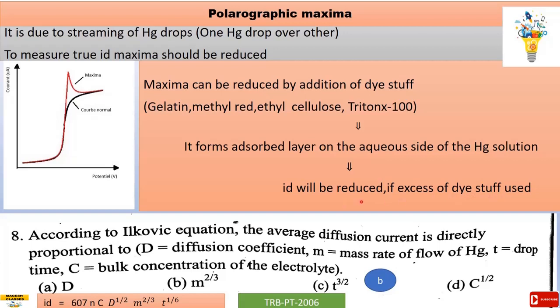Then the question is, according to the Ilkovic equation, the average diffusion current is directly proportional to the diffusion coefficient, M, mass of the mercury drop, and the concentration of the electrolyte. So direct question. It is TRB Polytechnic 2006. ID is equal to 607 n D^(1/2) m^(2/3) t^(1/6) C. Here the average diffusion current is directly proportional to D^(1/2), m^(2/3), t^(1/6). So B is the correct answer.